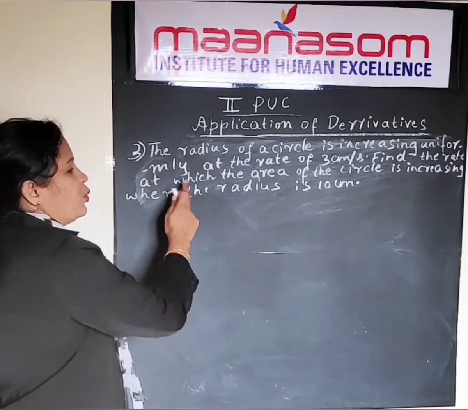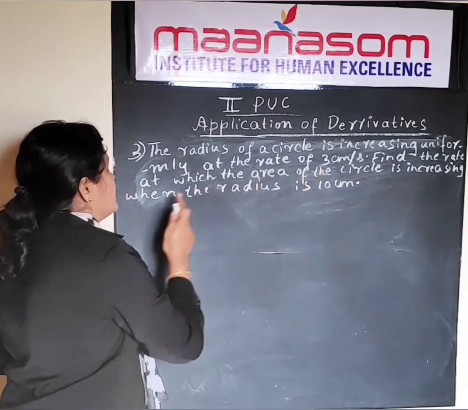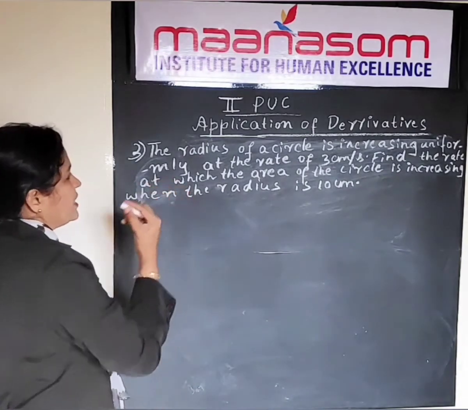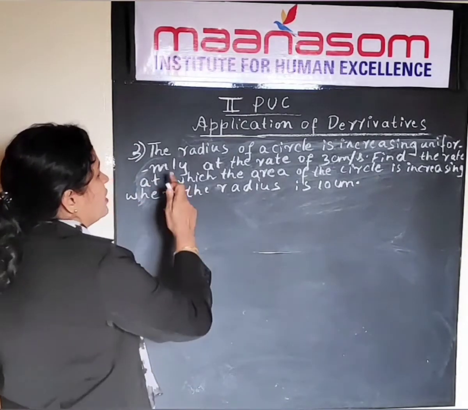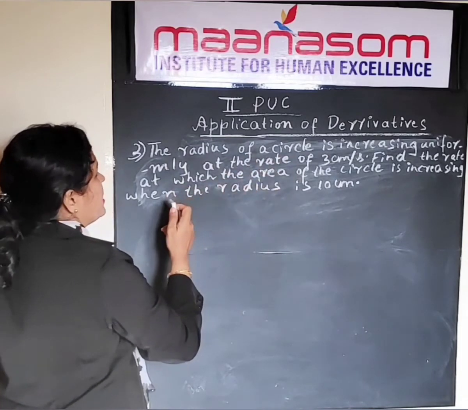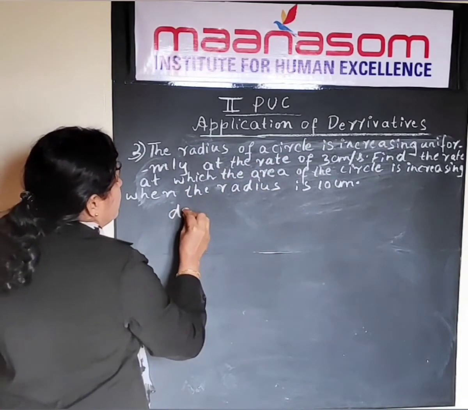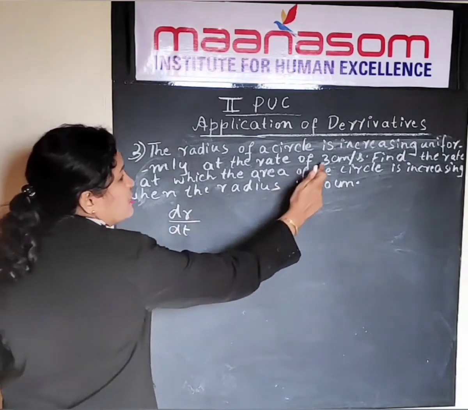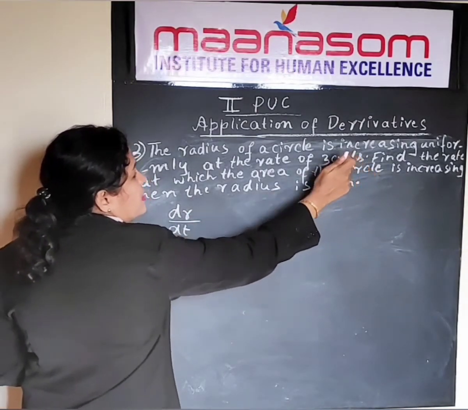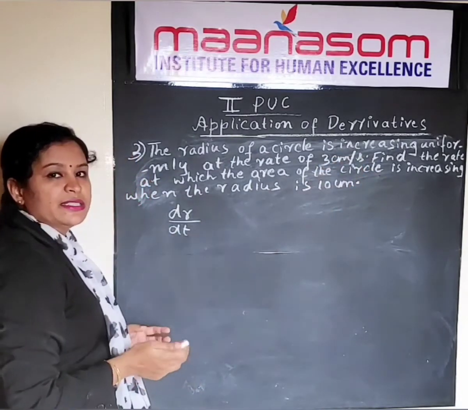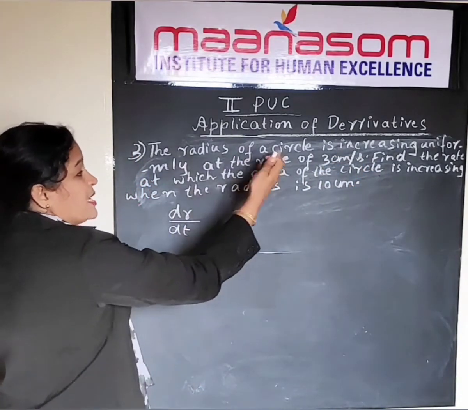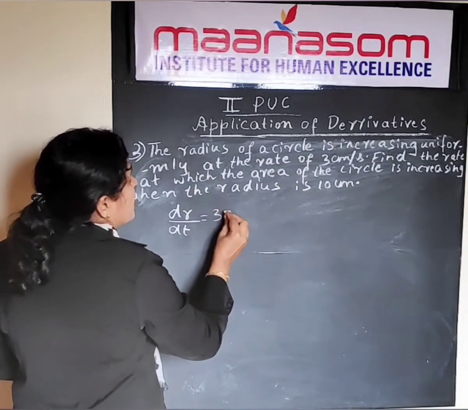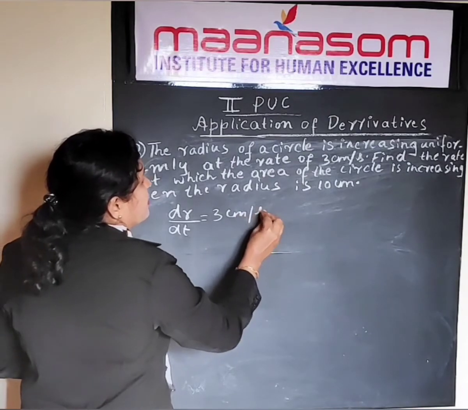Find the rate at which the area of the circle is increasing when the radius is 10 centimeter. So let us first write whatever is given. The radius of a circle is increasing uniformly. So the dr by dt. Why have we written dr by dt? Because this is with respect to time. That is 3 centimeter per second. Second is time. So the radius of a circle is increasing. So dr by dt is equal to 3 centimeter per second.